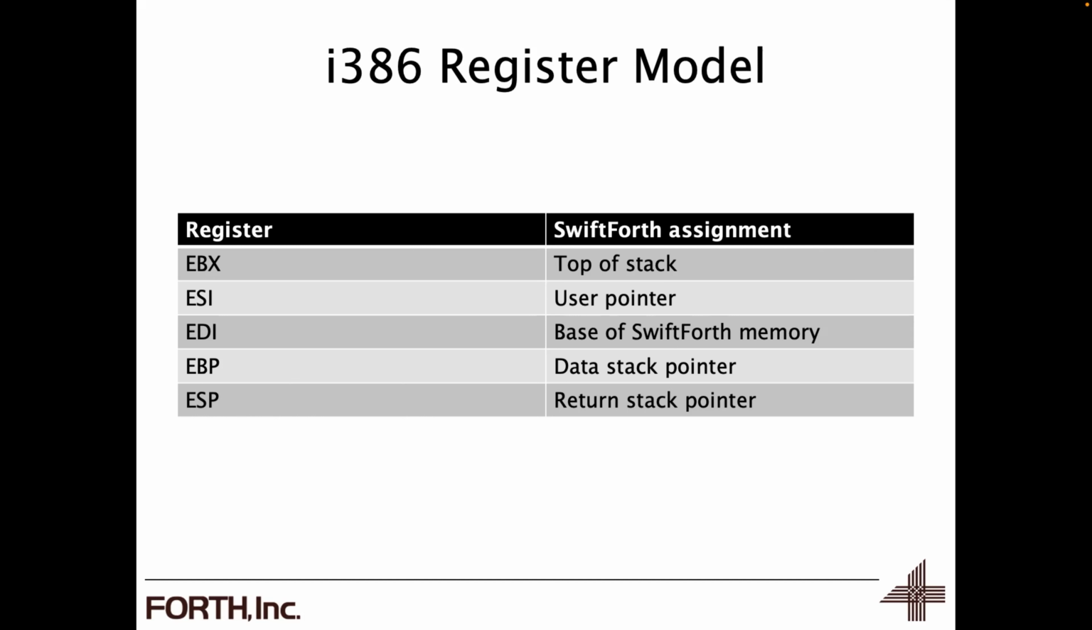EDI is the base of SwiftForth memory, because each of these OSs can technically load you wherever they want to. You don't want to have absolute addresses anywhere in your image. You only want to have relative addresses, so everything is addressed relative and is based off of EDI. It also allows us to very easily write DLLs, dylibs, and .sos. EBP is the data stack pointer, the Forth data stack, and then ESP, which is the hardware stack that we use as the return stack pointer. It also contains frames that we build for CATCH and THROW, for local variables, and for SWOOP data objects.